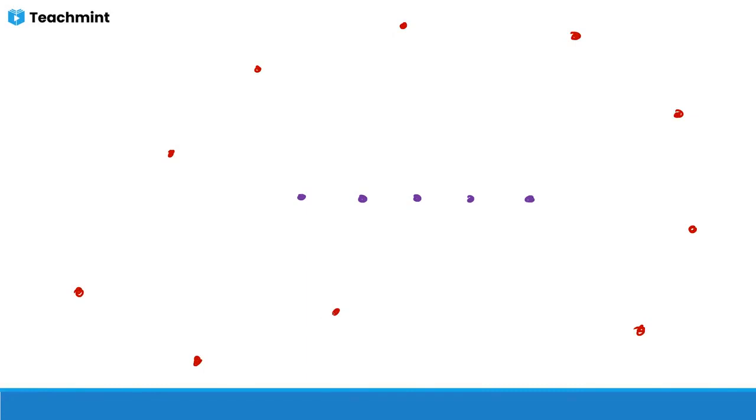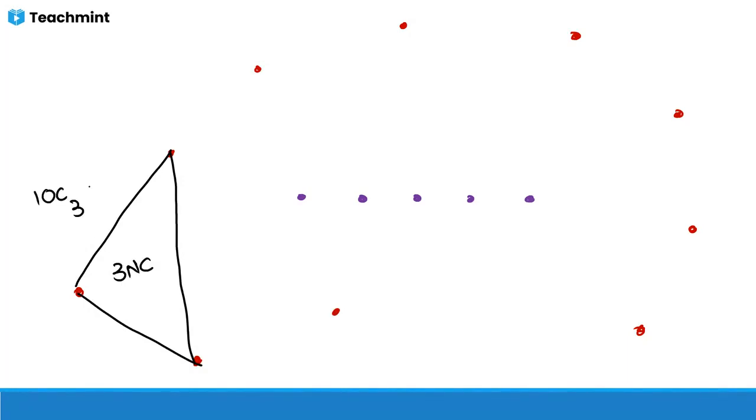Now listen, I joined three non-collinear points, a triangle is formed. This triangle is three non-collinear. So what's the count now? 10 non-collinear, select any three: 10C3. 10 into 9 into 8 divided by 6, so we got 120 here. This is one thing.